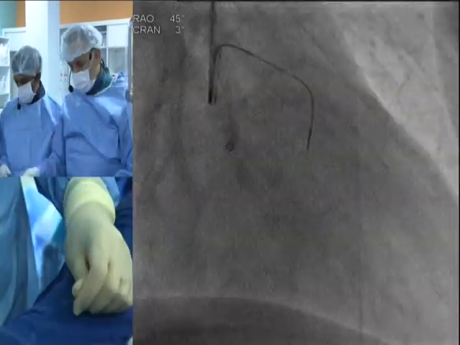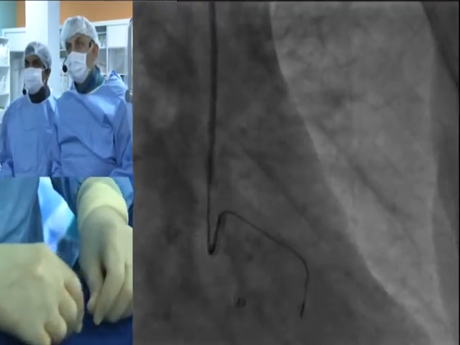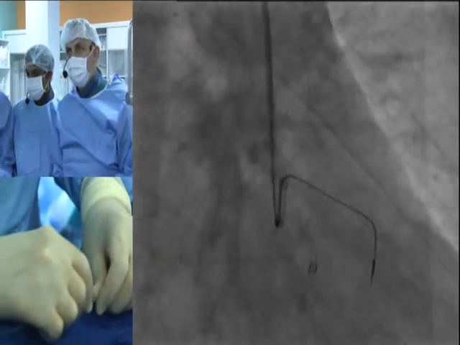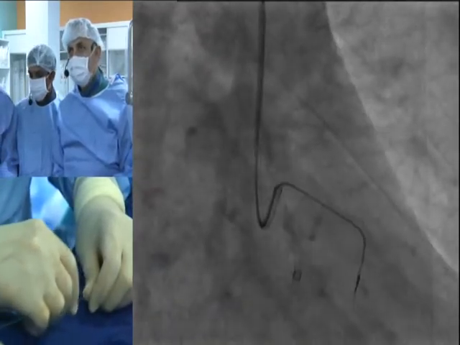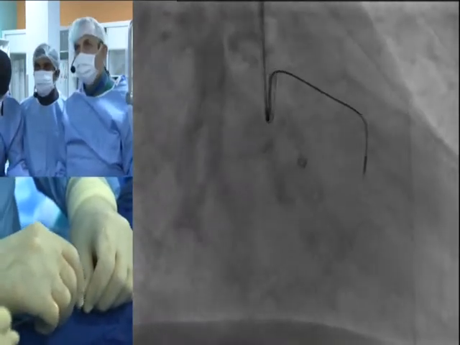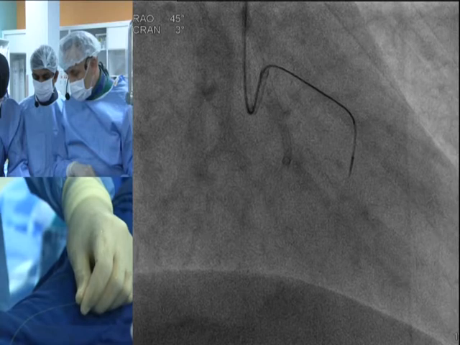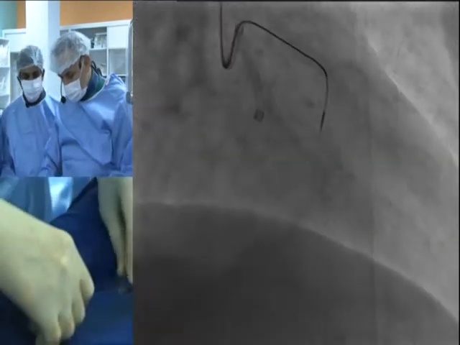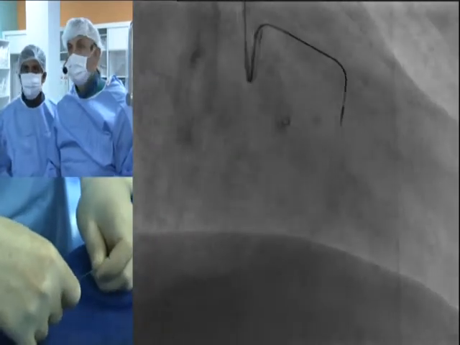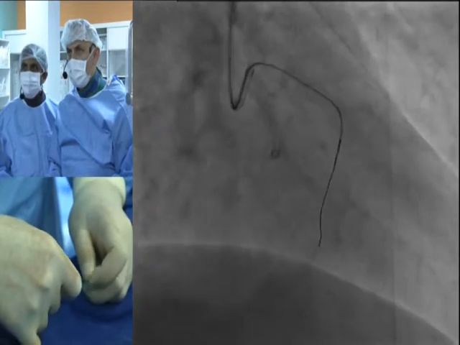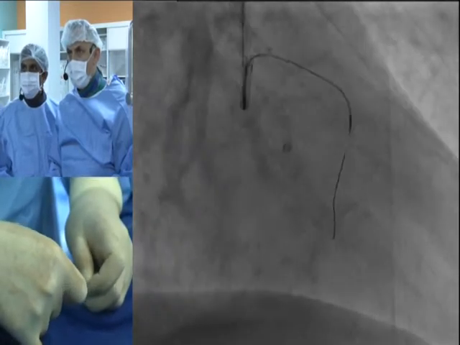We gave him the full dose heparin now, and we will check ACT in 5 minutes. We try to keep ACT higher than 350. So this is a retrograde case. Whenever we are using large equipment and the duration of the procedure may be longer, it's always good to anticoagulate effectively.